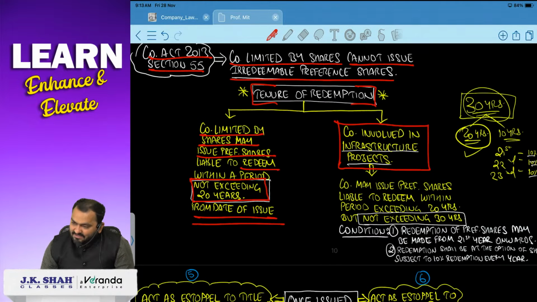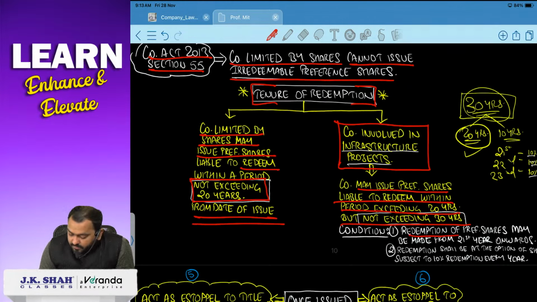The answer is yes. Such companies can issue preference shares which are liable to be redeemed for a period exceeding 20 years, that is more than 20 years but not more than 30 years. More than 20 years is allowed, but not more than 30 years, also with a condition. Condition number one: suppose the company has issued preference shares for 30 years. So is it more than 20 years? Yes. So it is 30 years, okay?